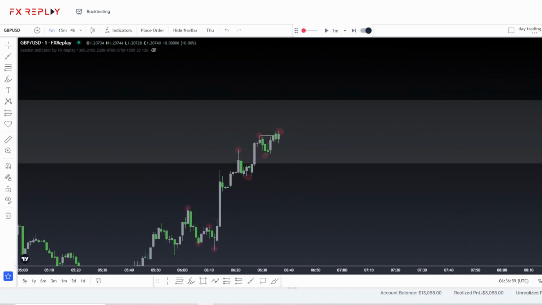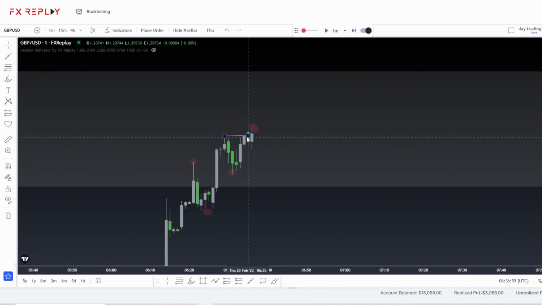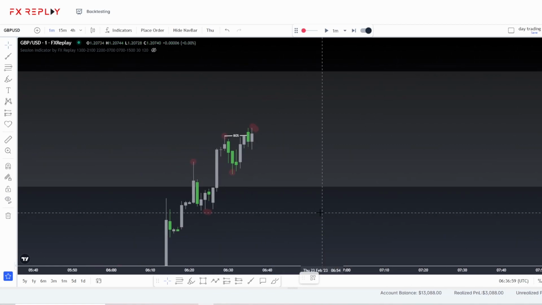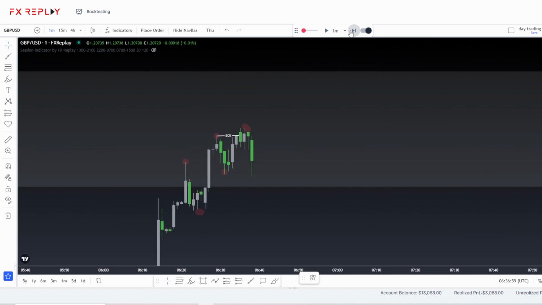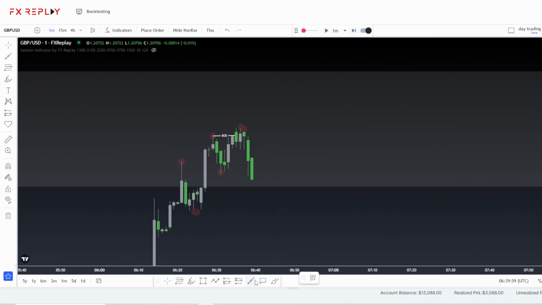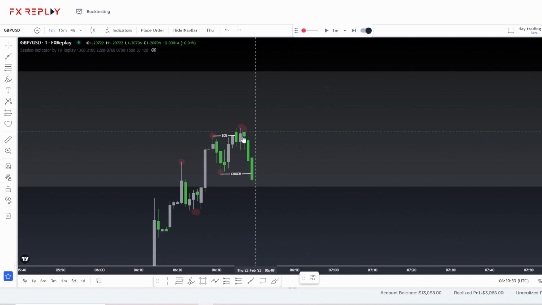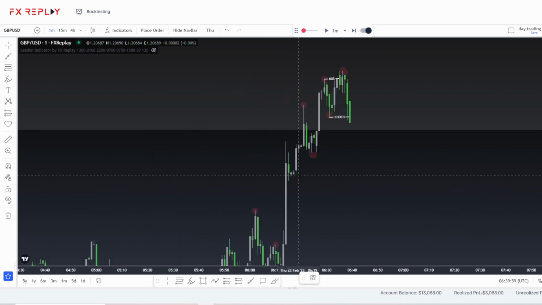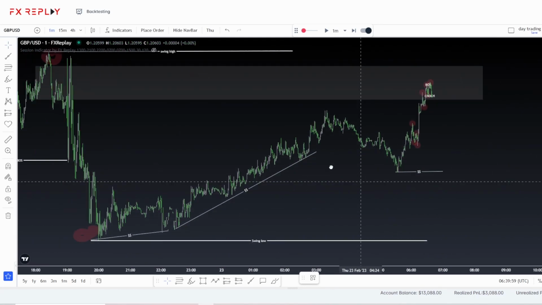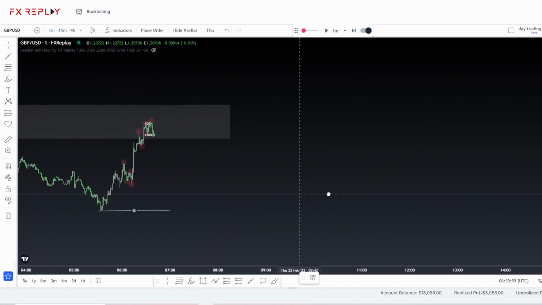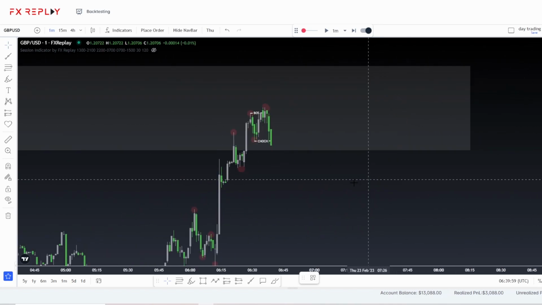Let's go ahead and zoom in a little bit more. Break to the upside. And then we get a lower low. We have now had our change of character, and we have shifted back bearish, realigning with the 15-minute bearish order flow. So we are now valid to look for a sell.